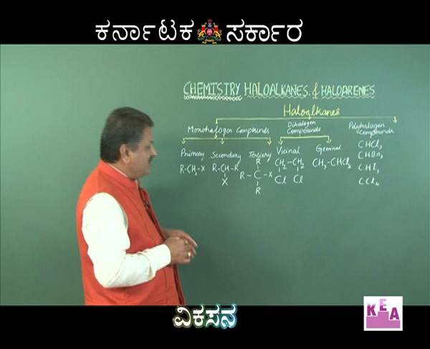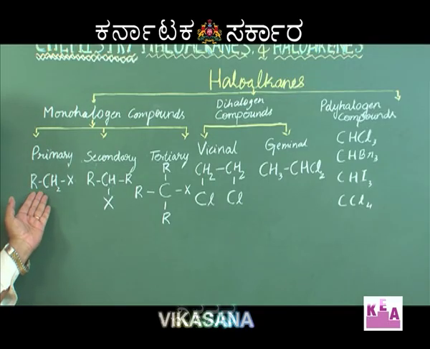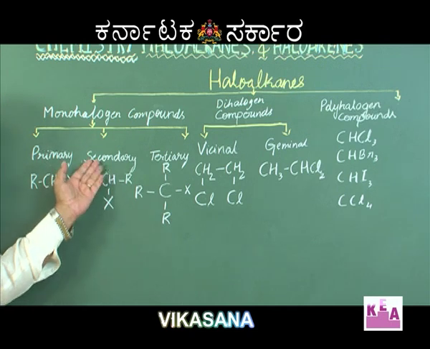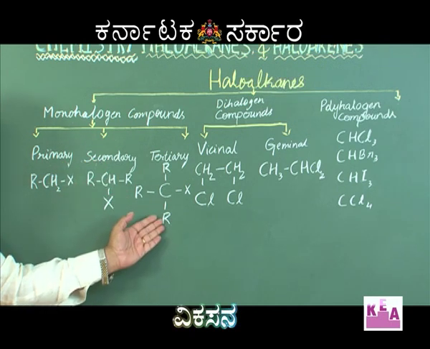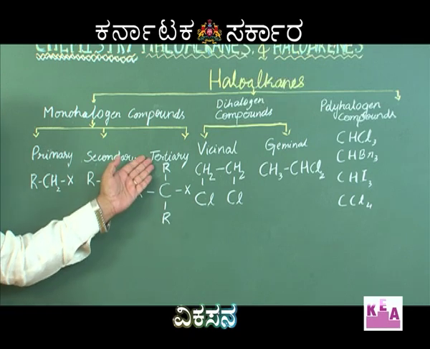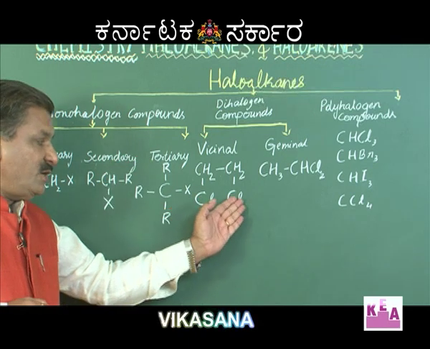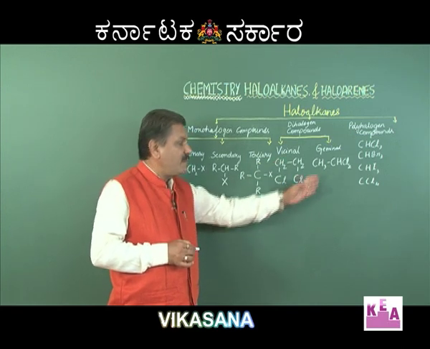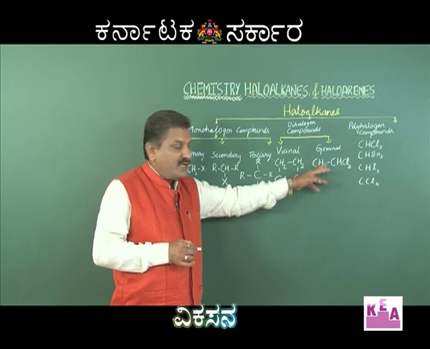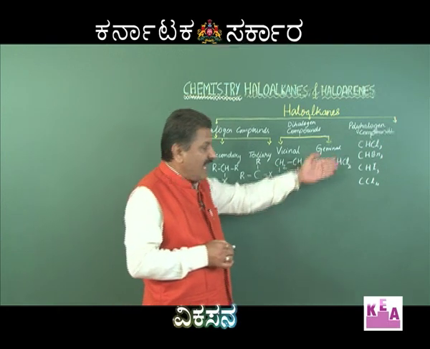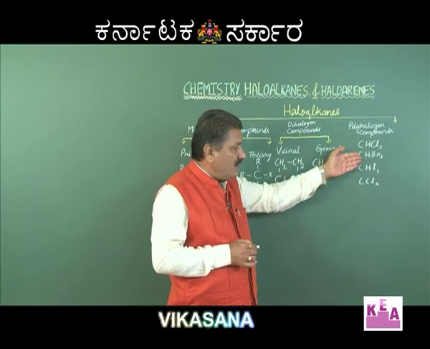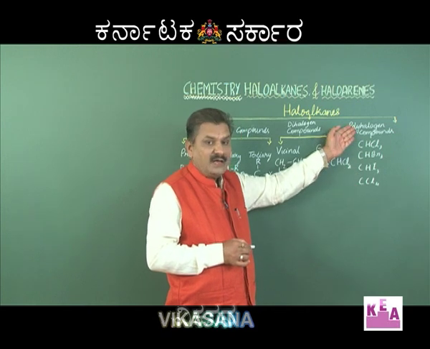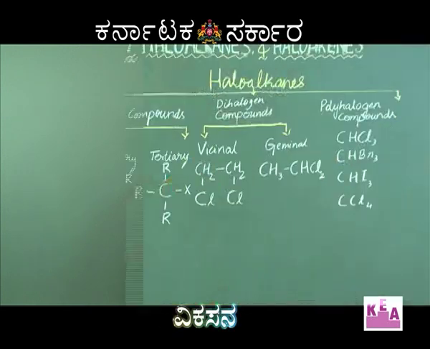If you look at the examples here, ethyl bromide is a primary alkyl halide, isopropyl chloride is a secondary alkyl halide, tertiary butyl chloride is a tertiary alkyl halide. 1,2-dichloroethane is a vicinal dihalide, 1,1-dichloroethane is a geminal dihalide, while the haloforms like chloroform, bromoform, iodoform, and carbon tetrachloride are polyhalogen compounds.